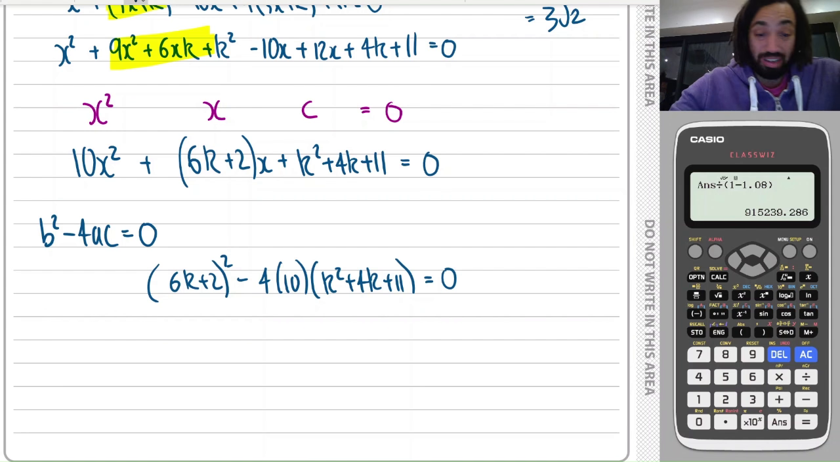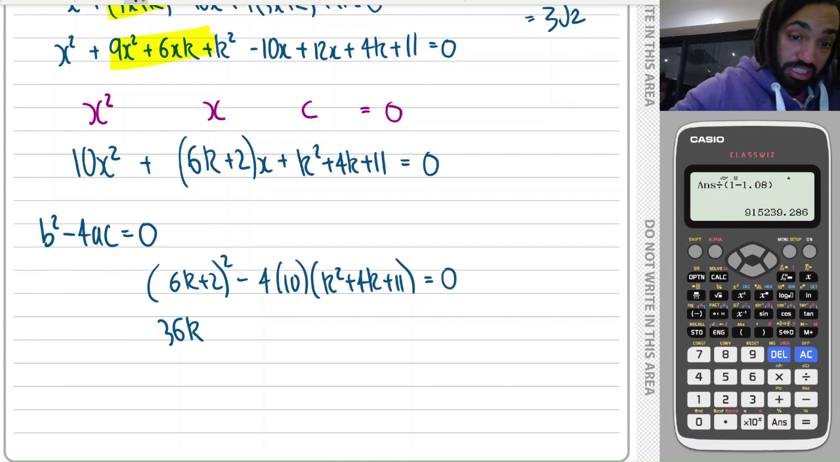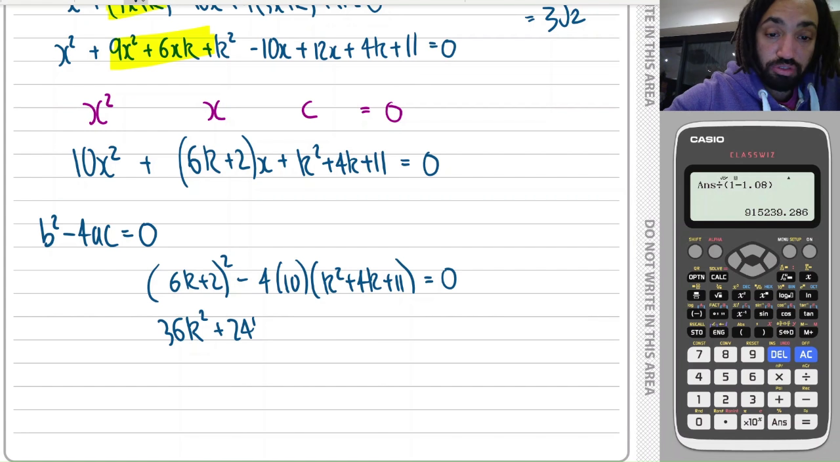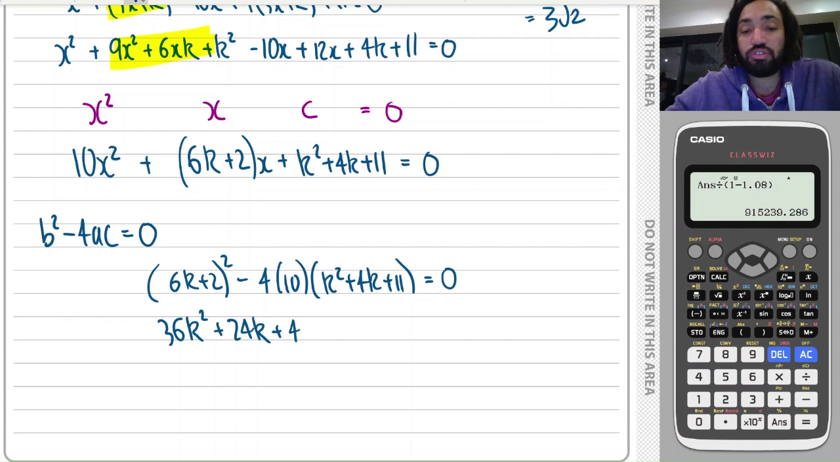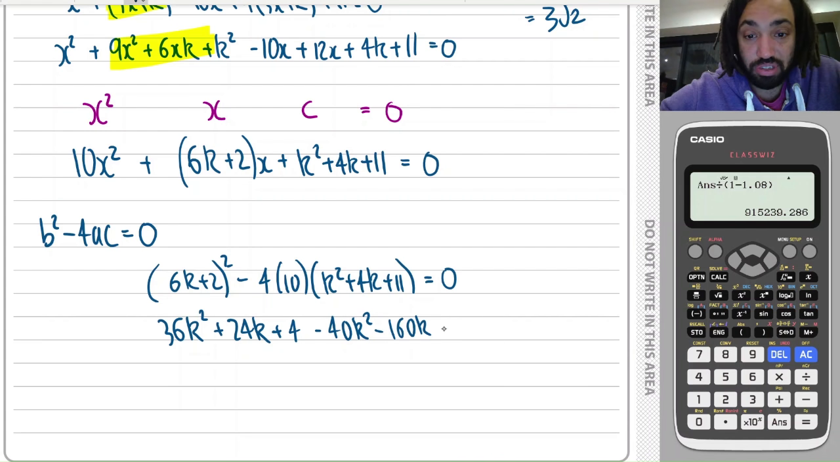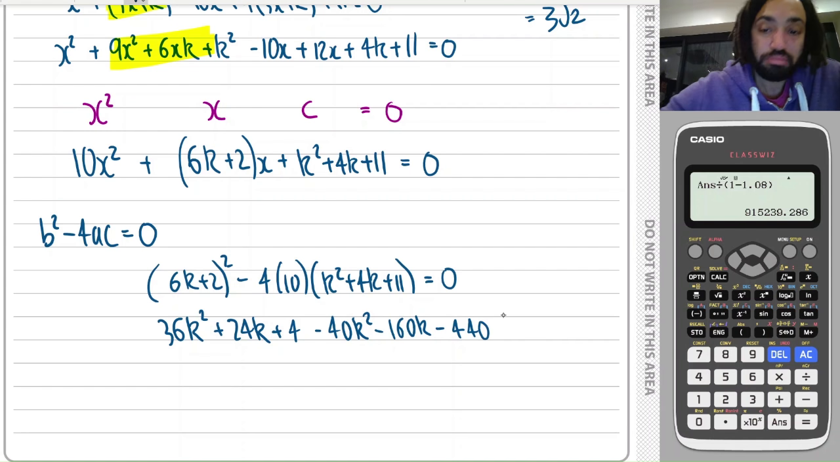Okay, multiplying out that double bracket gives me 36k squared plus 6 times 2 is 12, and there are 2 of those, so it'll be 24k, and plus 4. And then I'm multiplying by 40 essentially that bracket on the right, so I'm going to get minus 40k squared, minus 160k, and I'm also going to get minus 440, equals 0.